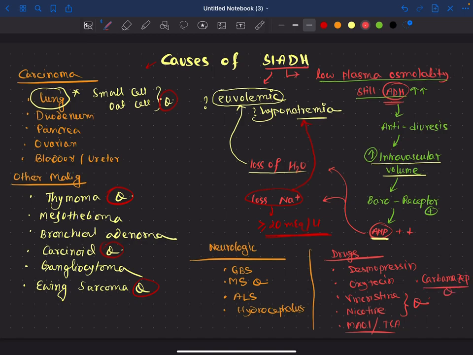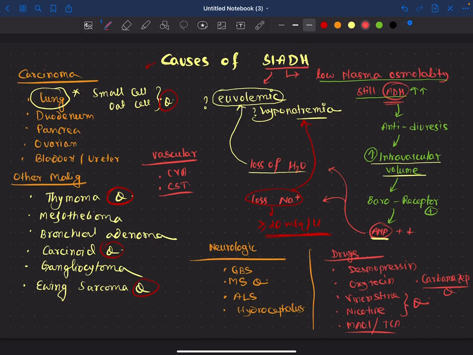There are many other causes, like infections: TB, pneumonia, abscess, meningitis, AIDS, encephalitis, and vascular causes. You have cerebrovascular accident, or you have cavernous sinus thrombosis.